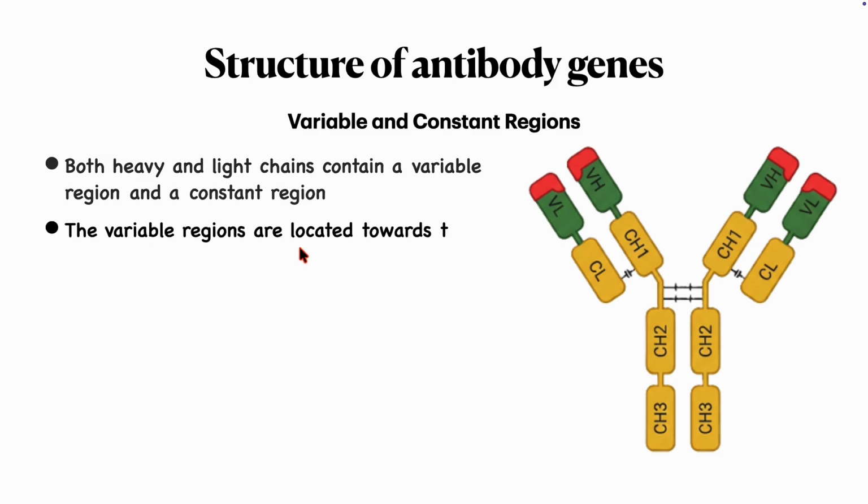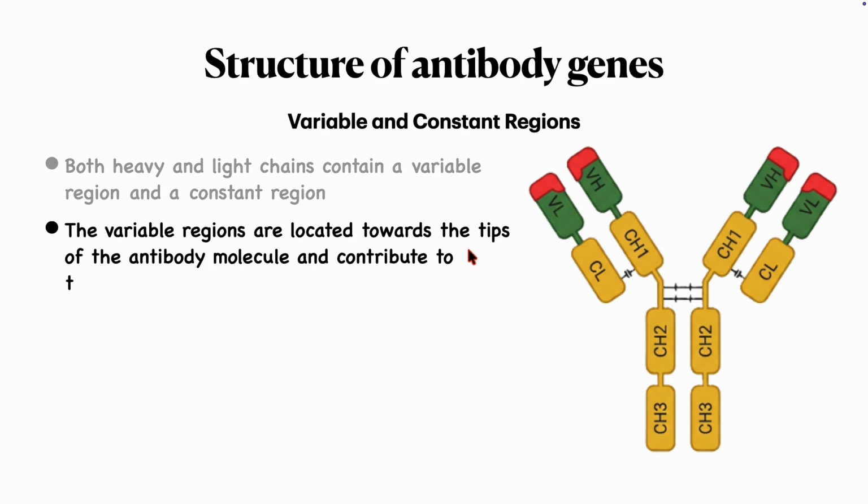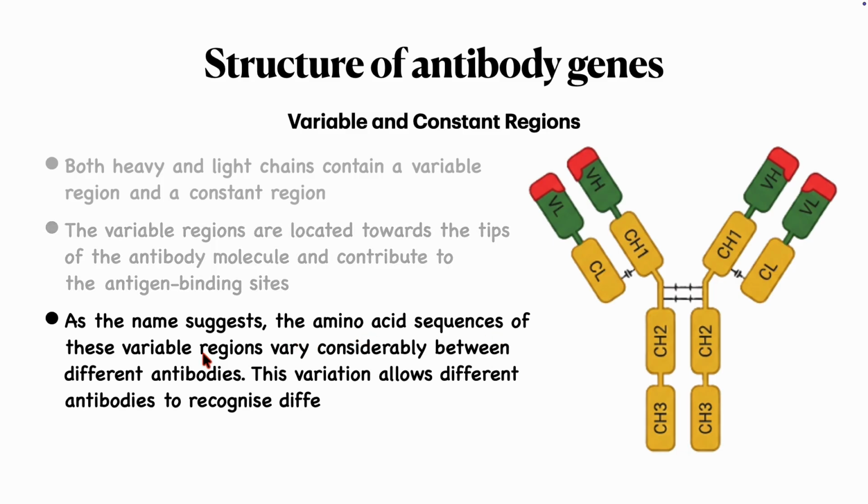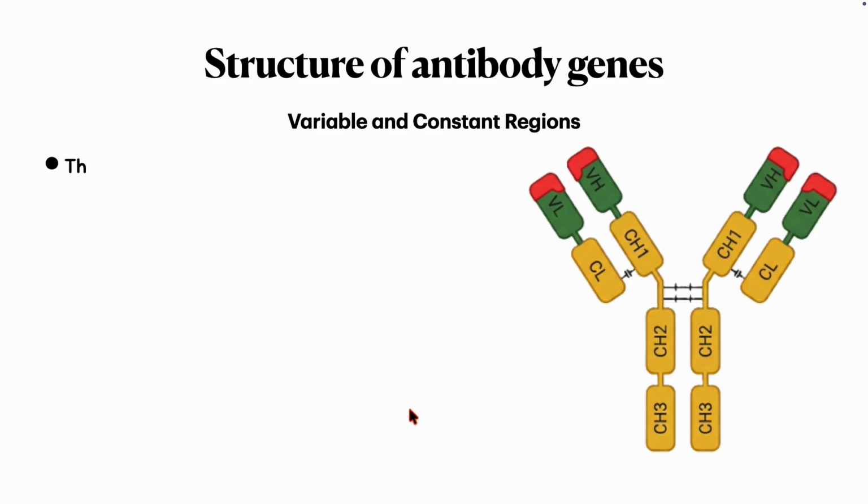The variable regions, which are shown in the green color on the right, are located towards the tips of the antibody molecule and contribute to the antigen binding site, shown in red color. As the name suggests, the amino acid sequence of these variable regions vary considerably between different antibodies. This variation allows different antibodies to recognize different antigens.